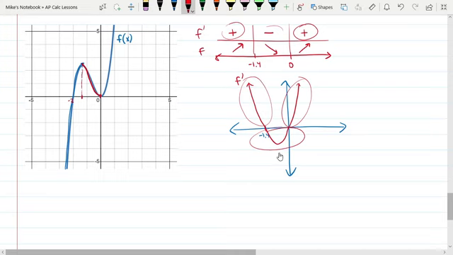All right, so that is something that you are going to want to start to take into consideration. We are going to work more on this connection between the graph of f and the graph of f prime as we get toward the end of this part of Unit 3. Okay, all right, good luck.